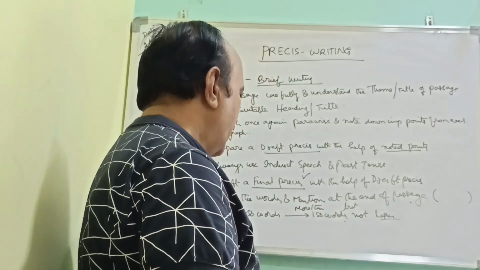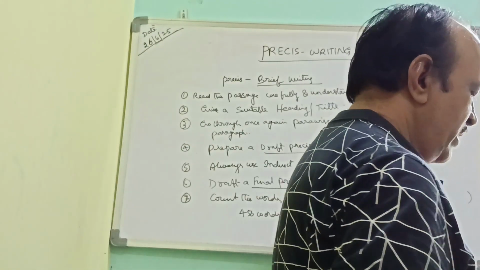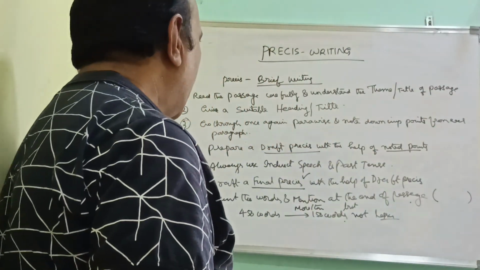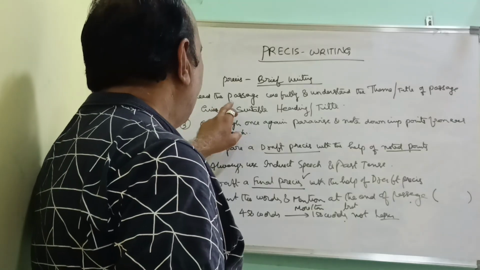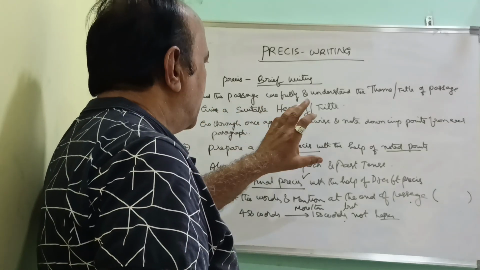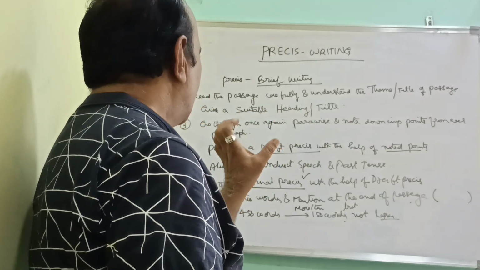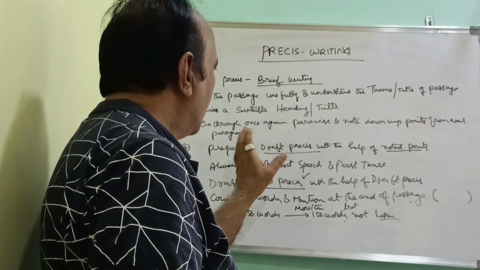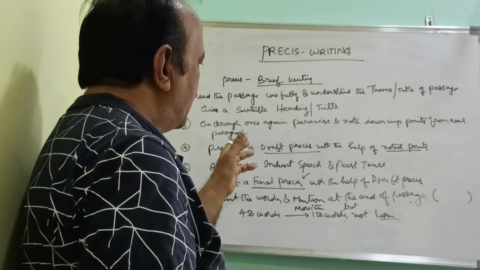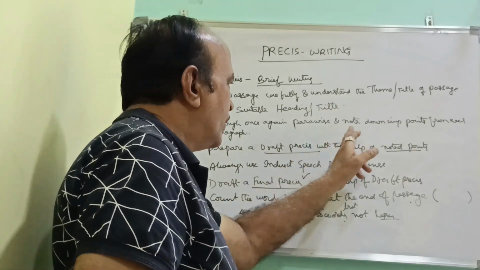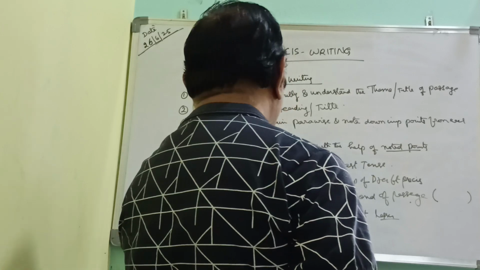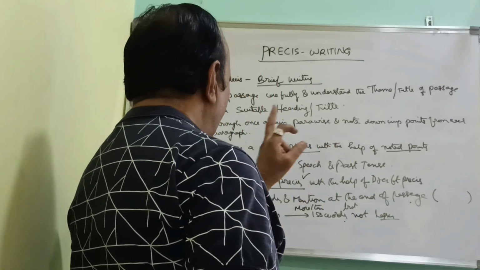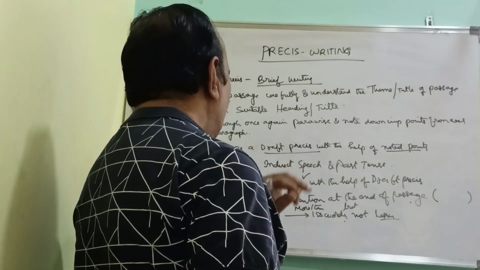Right? This way, the precis writing will be prepared. First, read the passage carefully and understand its main theme and idea. Give a suitable title, go through the passage once or twice, paragraph-wise, and note down the important points from each paragraph. With the help of those noted points, you can prepare a draft precis.